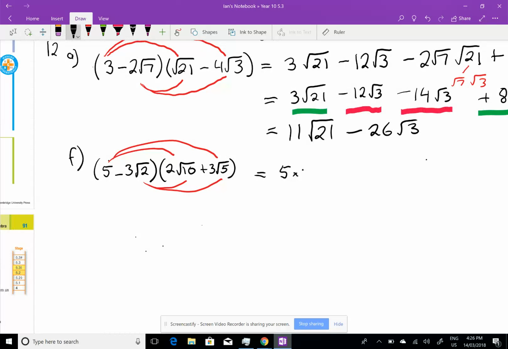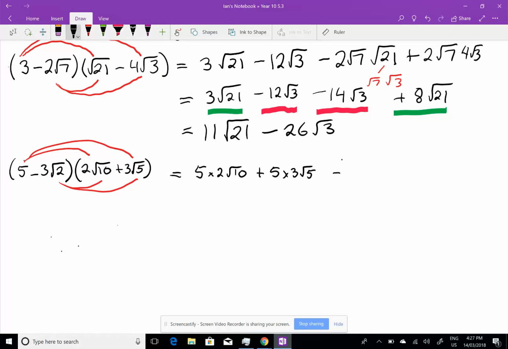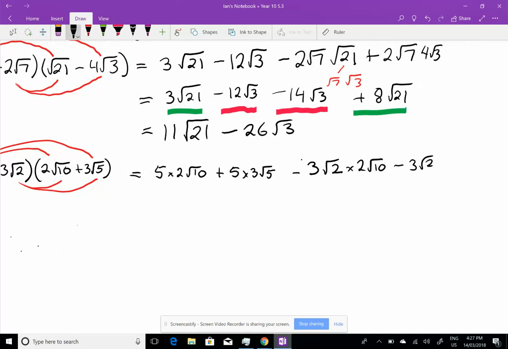5 times 2 root 10, plus 5 times 3 root 5, minus 3 root 2 times 2 root 10, minus 3 root 2 times 3 root 5. Okay, 5 times 2 is 10, 10 root 10. Easy. 5 times 3 is 15, 15 root 5.